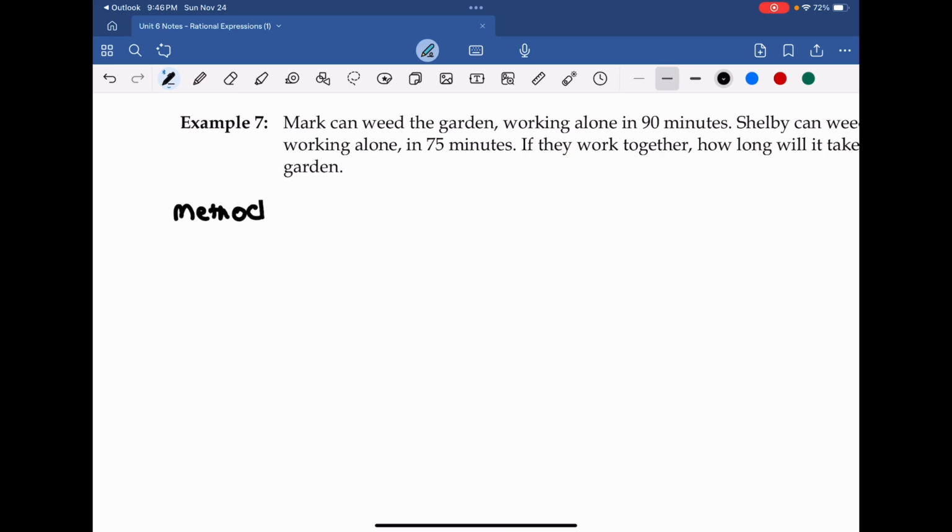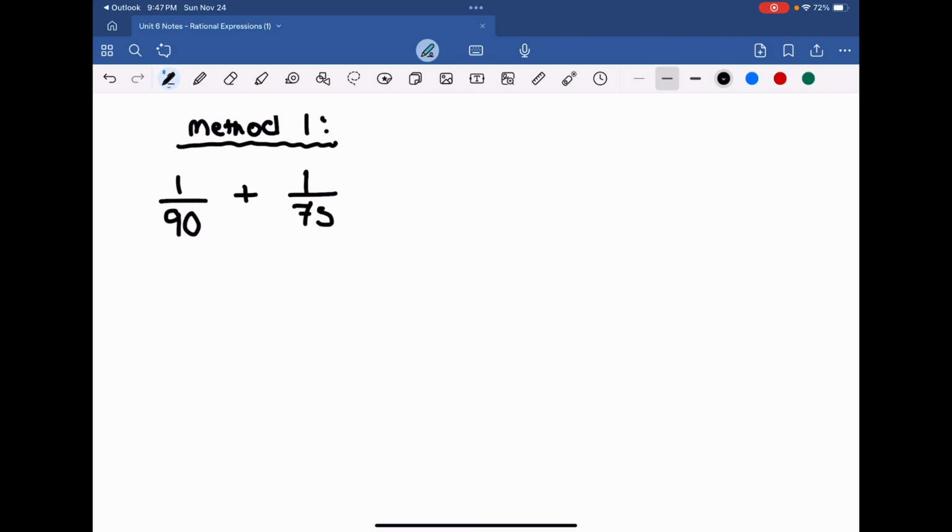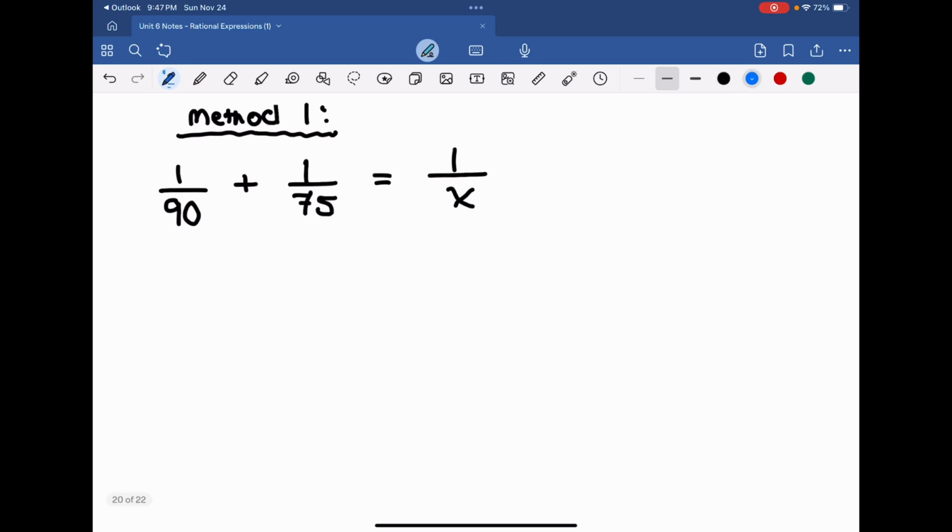Let's say I go method 1. Sometimes I like to describe these problems in the following way, and this will constitute method 1. Let's say I create a ratio of individual effort. One job can be completed in 90 minutes by Mark. So if Mark wants to weed it alone, he can complete the one job alone in 90 minutes, plus 1 over 75. Shelby can complete one job in 75 minutes. This is going to be equal to, if you add up their individual efforts, the collective time it would take them, or one job being completed in x amount of time.